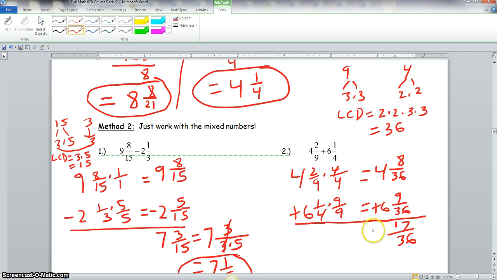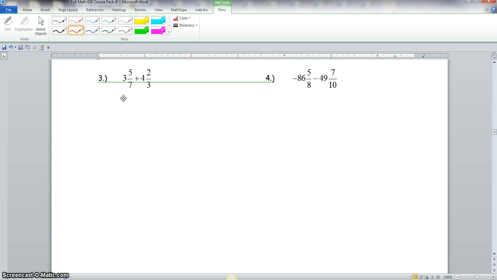And 4 plus 6 is 10. And they have nothing in common, so our final answer is 10 and 17 over 36. Now we go here to problem number 3. We had 3 and 5 sevenths plus 4 and 2/3.